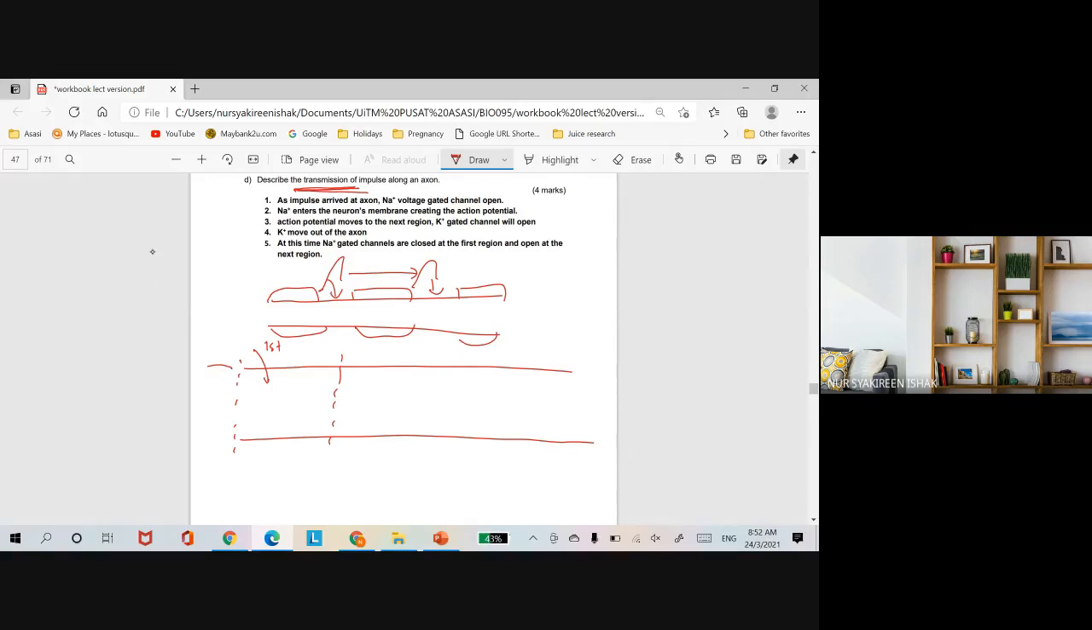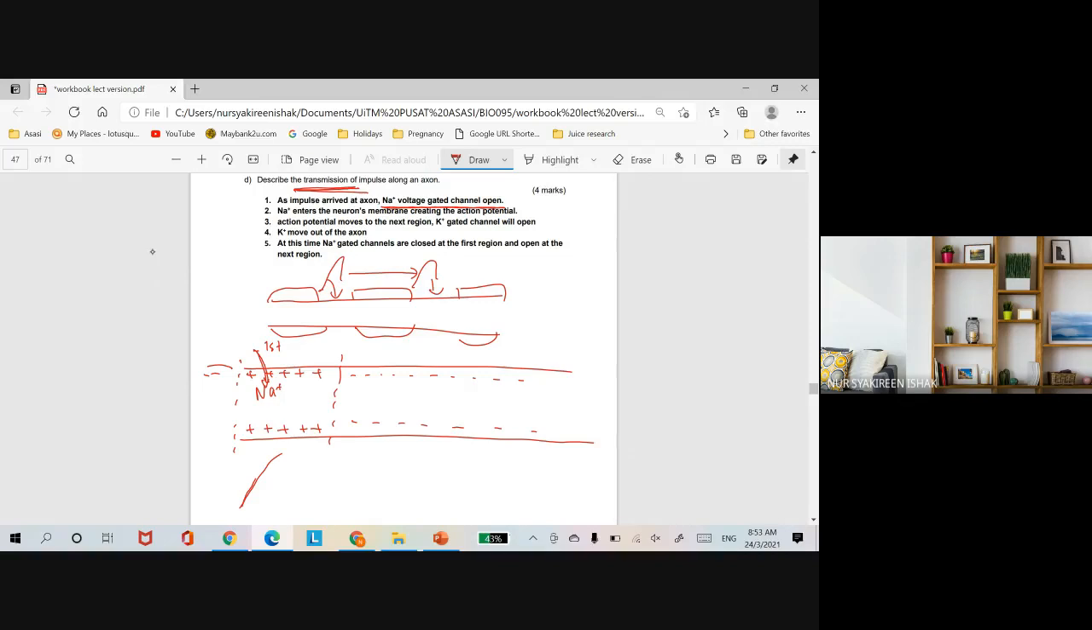Dalam sel ni kan, region yang sebelum ni dia negatif. Sel ni asalnya dalam keadaan negatif. Okay, axon ni dalam keadaan negatif. So the region where an action potential is generated, which is depolarization occurs, okay, sodium enters into the axon through the opening of voltage gated channel for sodium. Okay, so voltage gated channel for sodium opens, sodium enters into the cell and causes the membrane to be depolarized. Okay, depolarized. So sodium enters into the neuron membrane, creating the action potential.